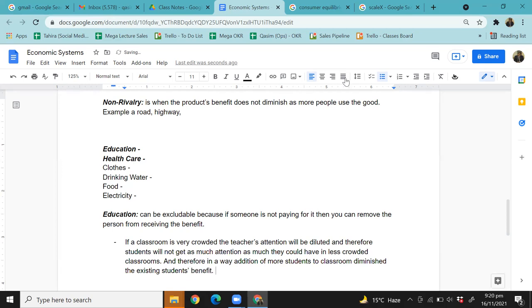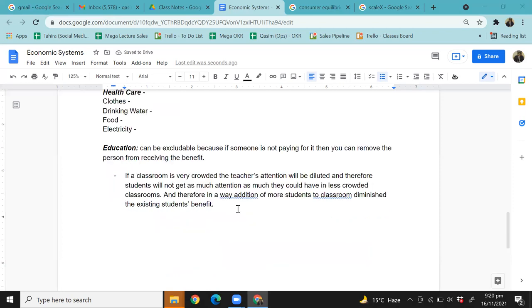How many of you got this? Is it making sense? So this is what makes education rivalry. Did you get my part? So it's not like you can keep adding people to one classroom, right? You keep adding, because the benefit diminishes, and that is what makes it rivalry. Got it? Khadija, Zain, Khizr, is everyone clear on this? So that's the idea about it.